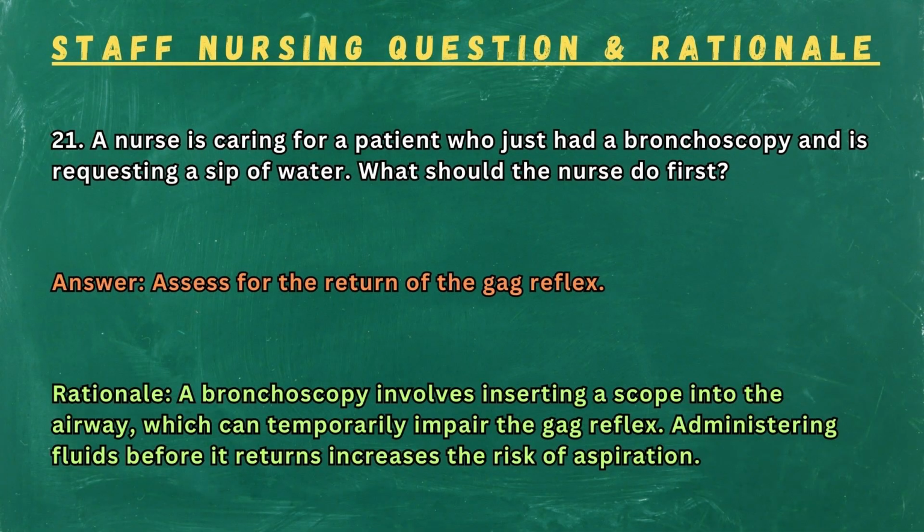21. A nurse is caring for a patient who just had a bronchoscopy and is requesting a sip of water. What should the nurse do first? Answer: assess for the return of the gag reflex. Rationale: a bronchoscopy involves inserting a scope into the airway, which can temporarily impair the gag reflex. Administering fluids before it returns increases the risk of aspiration.